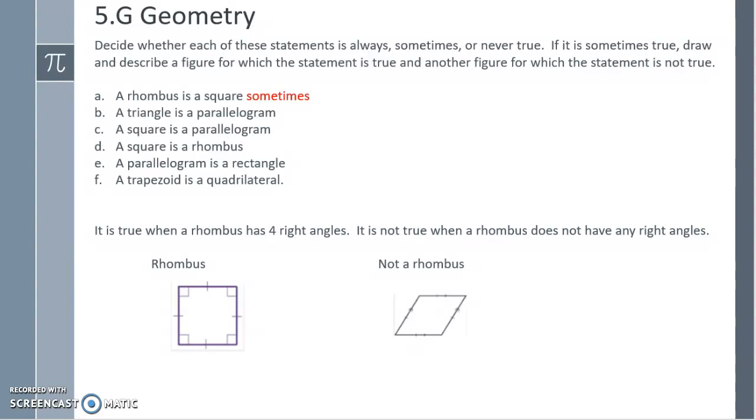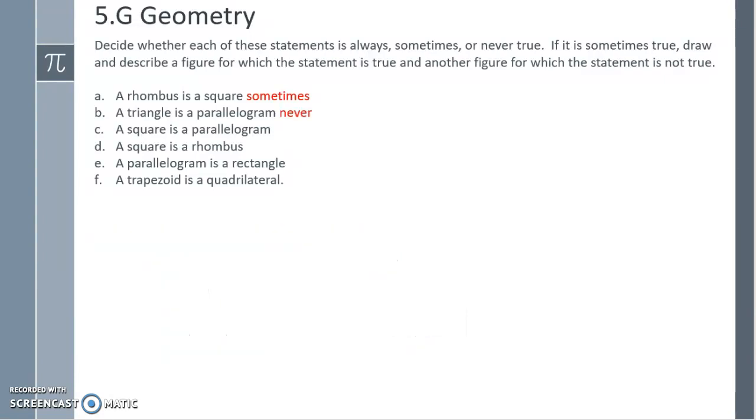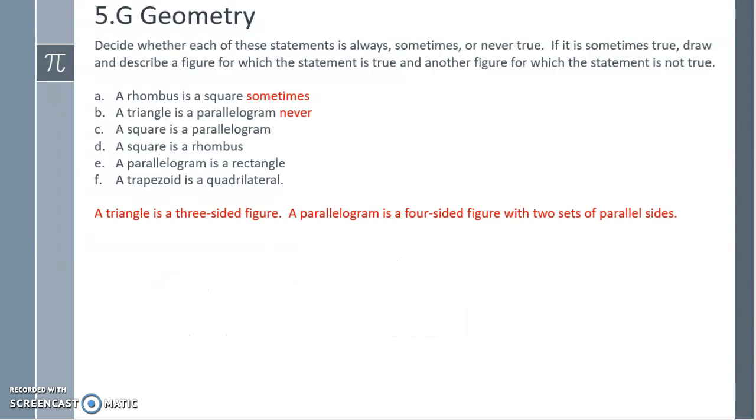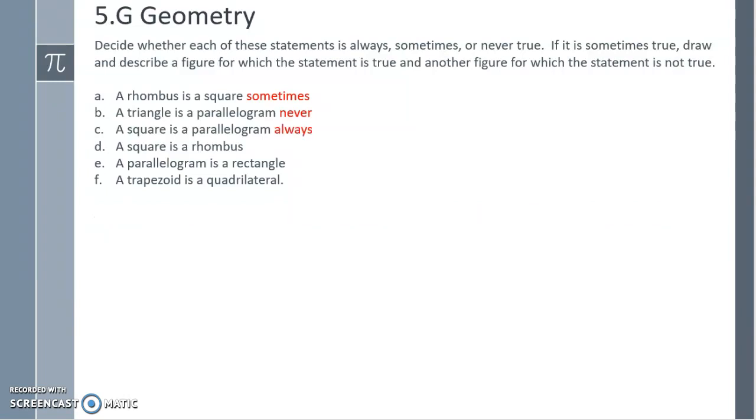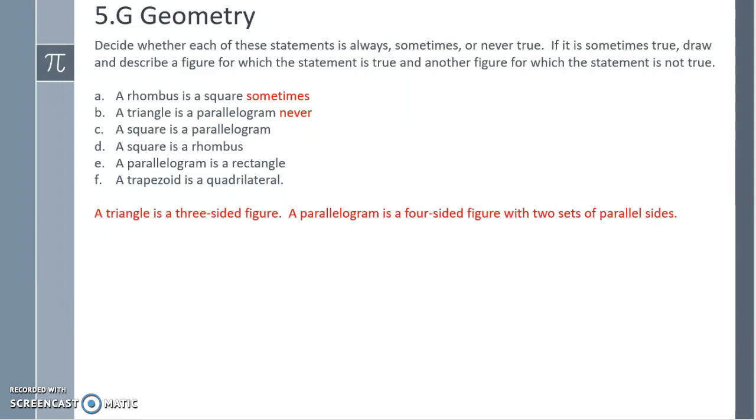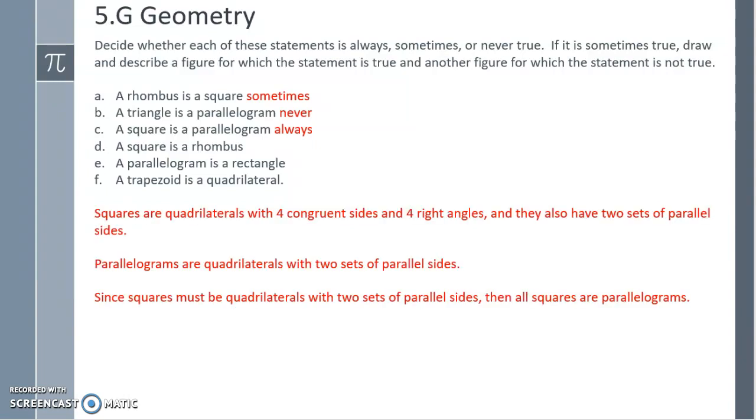A triangle is a parallelogram. Never. A triangle we know is a three-sided figure, and a parallelogram is a four-sided figure with two sets of parallel lines. Since a triangle can never have four sides, it is never true. A square is a parallelogram. Always true. Squares are quadrilaterals with four congruent sides and four right angles. They also have two sets of parallel sides. Parallelograms are also quadrilaterals with two sets of parallel sides. Since squares must be quadrilaterals with two sets of parallel sides, then all squares are parallelograms.